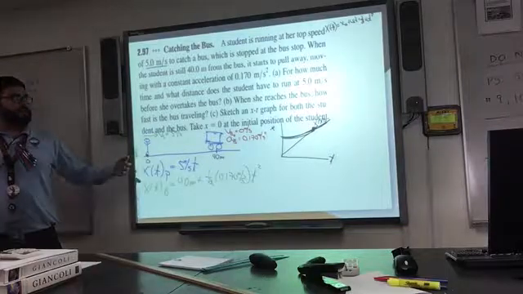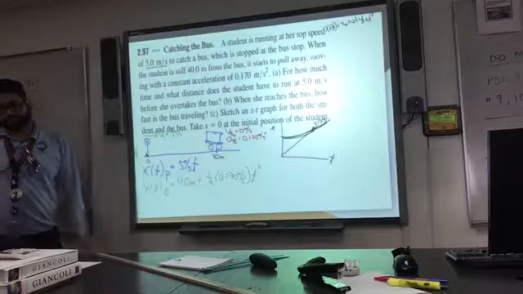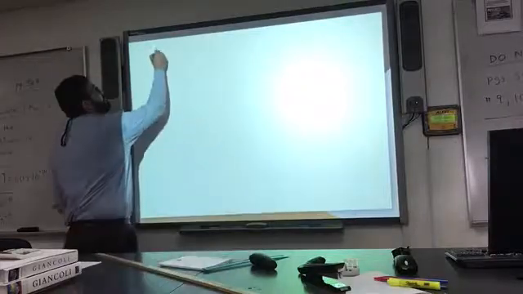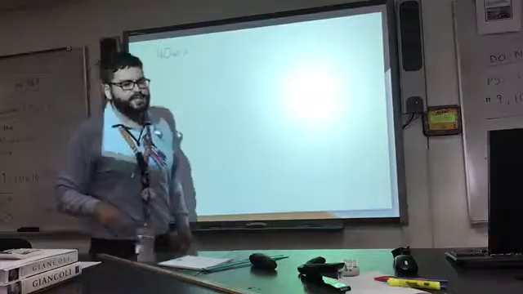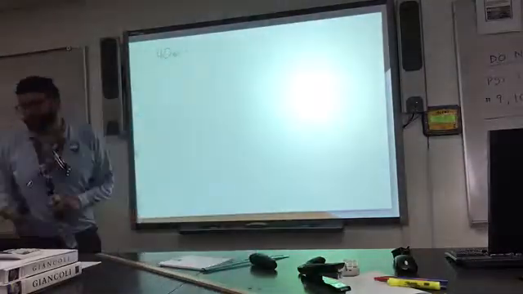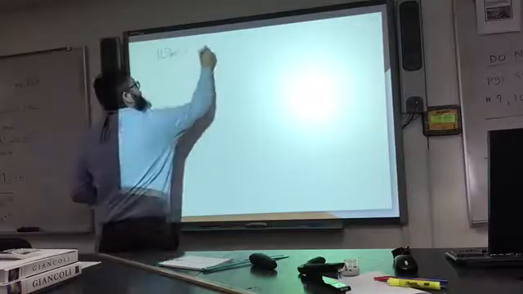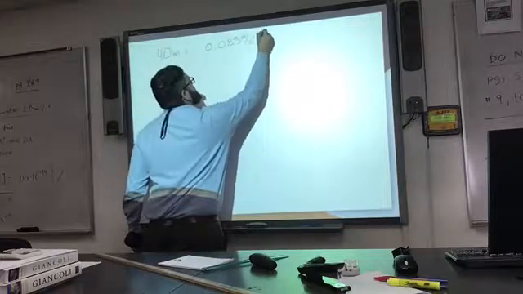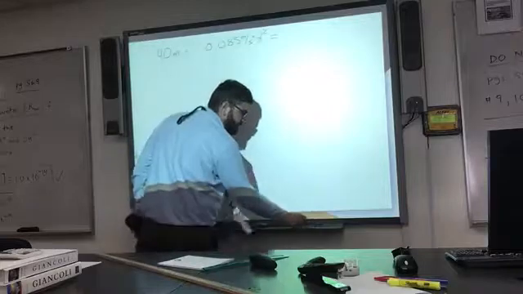So if I want to know when they will be in the same place, what do I have to do with these two? You equal the positions. I'm going to set them equal to each other. So for the bus, what's half of 17? 0.085.